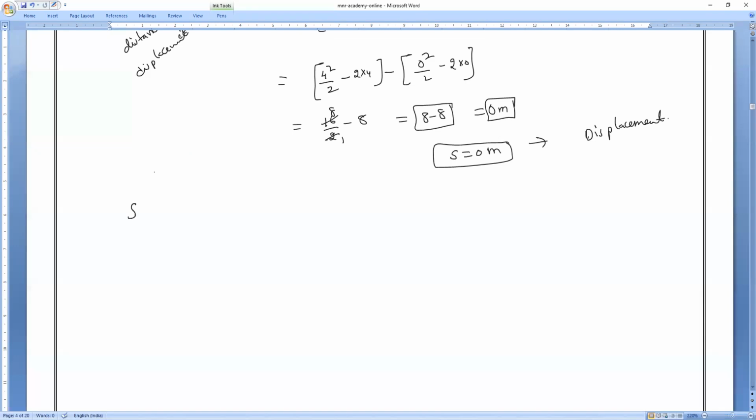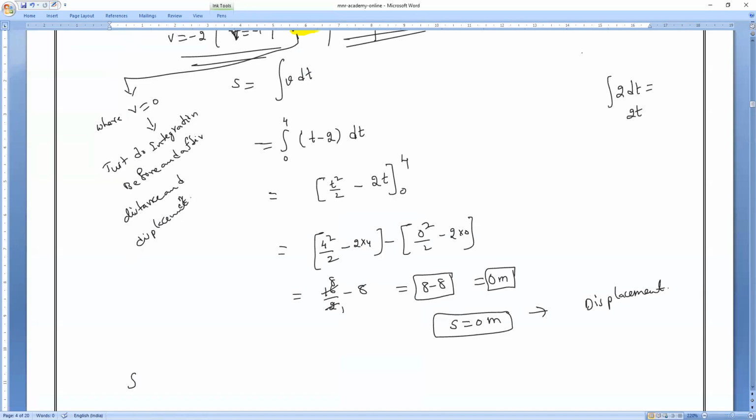Now, what is the statement I have written here? Everybody read: just do the integration before and after to calculate distance and displacement. Very, very important. If you do the before, you will get the distance. If you do the after, you will get the displacement.